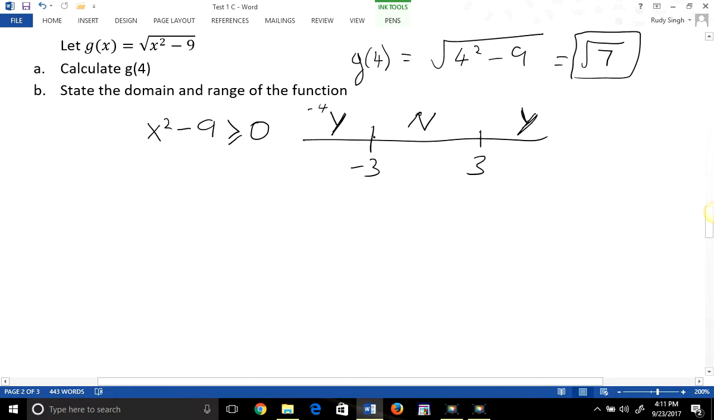It's everything up to and including negative 3, from negative infinity, and then from 3 onwards. You can square root 0. The square root of 0 is 0. The only problem is if that was sitting in the denominator, then that would be different.